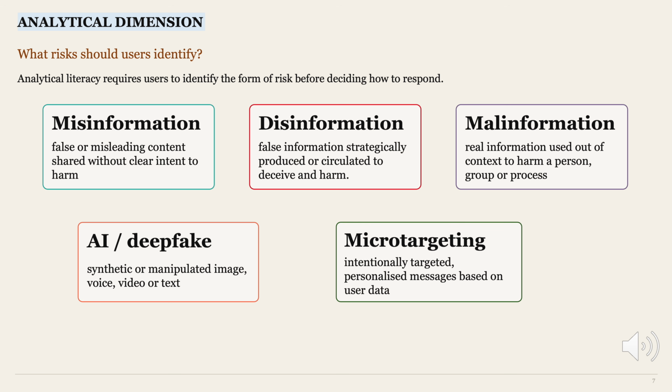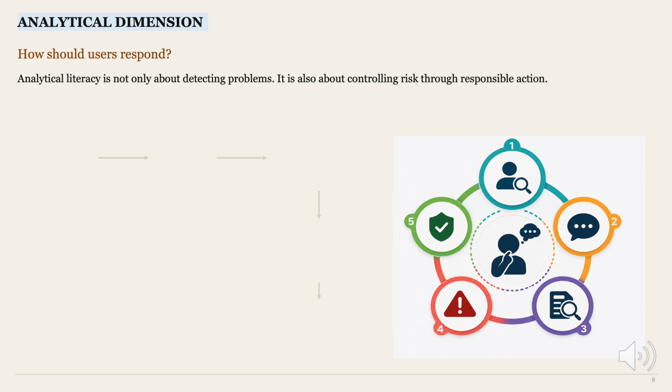So users should not only ask whether the content is true or false, they should also ask what kind of risk it represents and how that risk may affect their political judgment. Analytical literacy is not only about detecting risks, it's also about knowing how to respond responsibly. The first step is to pause. Users should avoid reacting impulsively, especially when a political message produces anger, fear, or urgency.